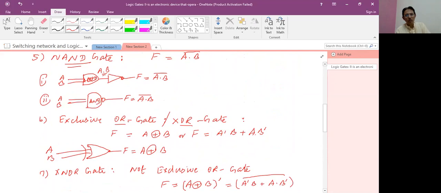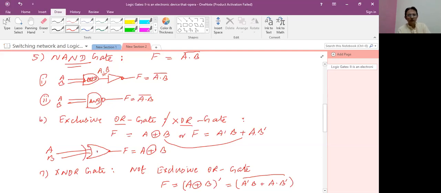Now the exclusive OR, or XOR gate. The formula of the XOR gate is f is equal to A exclusive-OR B, or equivalently f is equal to A complement B plus A B complement. This is called the XOR gate.